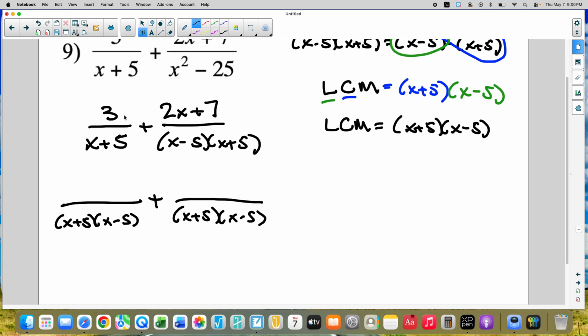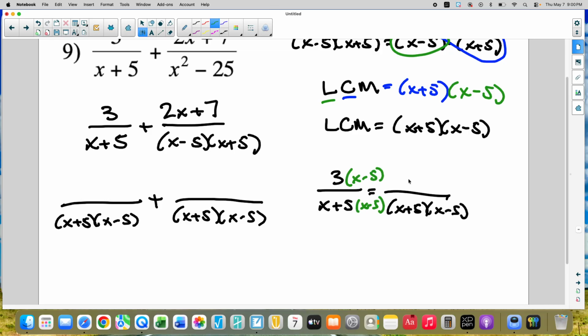Now, we're going to take 3 over x plus 5 equals something over x plus 5, x minus 5. So what do I have to multiply x plus 5 by to get this? Well, I've got to multiply by x minus 5. That's what's missing. So we'll multiply this by x minus 5. 3x minus 15. That is my new numerator.